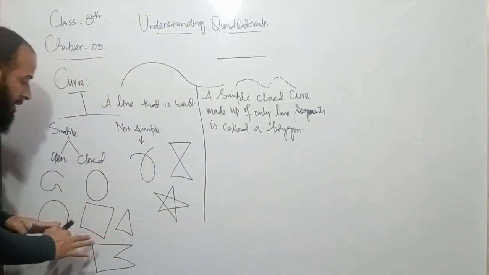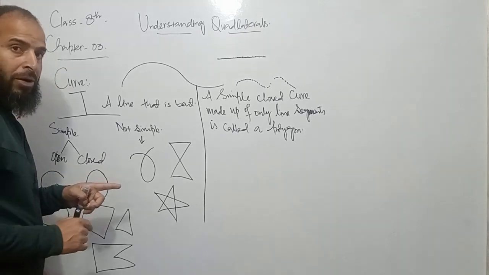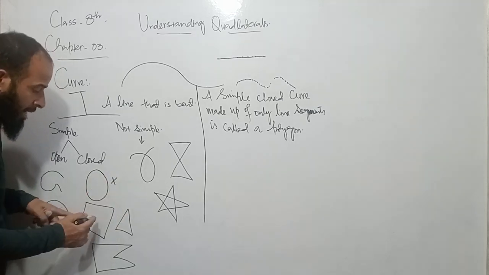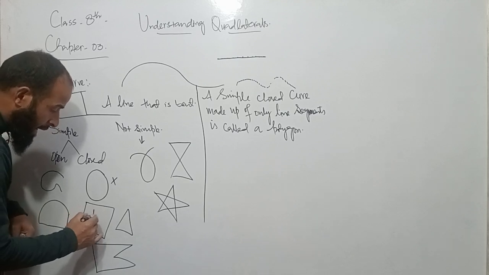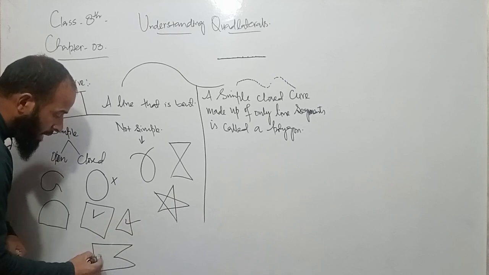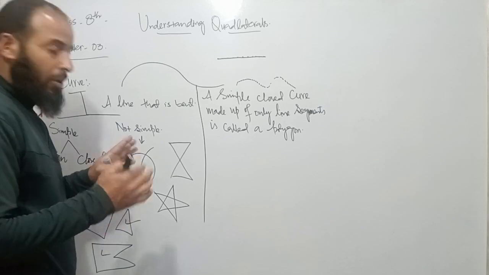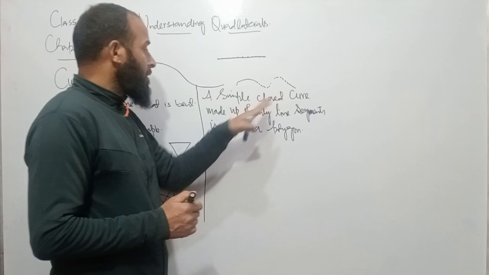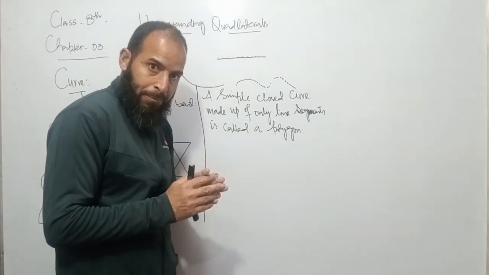जैसे अगर हम यहाँ पे चलेंगे, ये this one circle is not made up of line segments, so this is not a polygon. अगर हम ये देखेंगे, it is a simple closed curve made up of only line segments. This is a polygon, and this is also a polygon because these are made up of only what? Line segments. So a simple closed curve made up of only line segments is called a polygon.